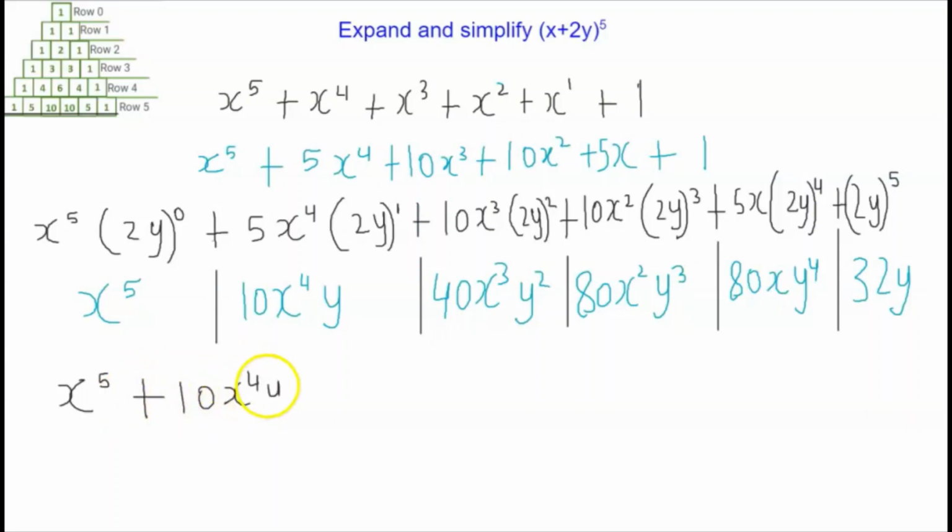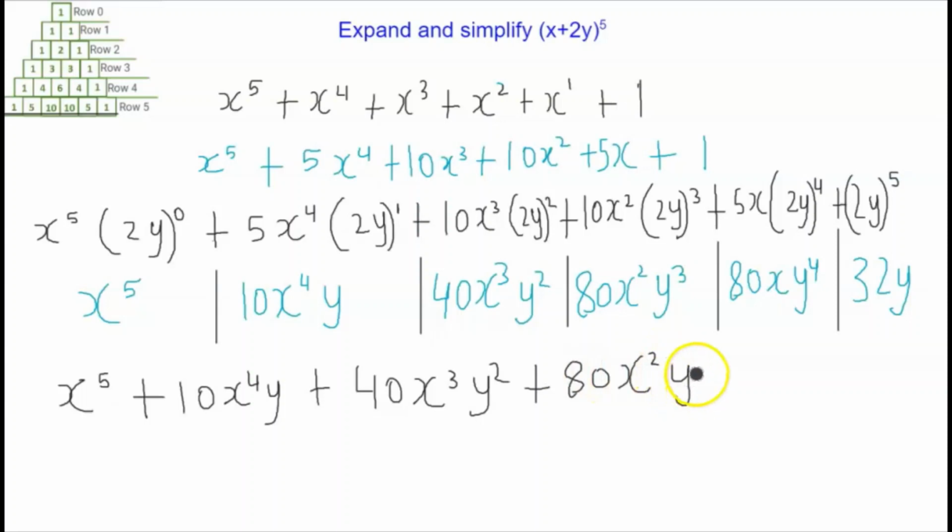We're just copying it all down here. The hardest bit has been done already, not falling for this trap where you don't realize you've got 2y, not just a singular y, so you have to actually times everything out. So now we've got 40 x cubed y squared, and then we've also got plus 80 x squared y cubed, and plus 80 x y to the 4.